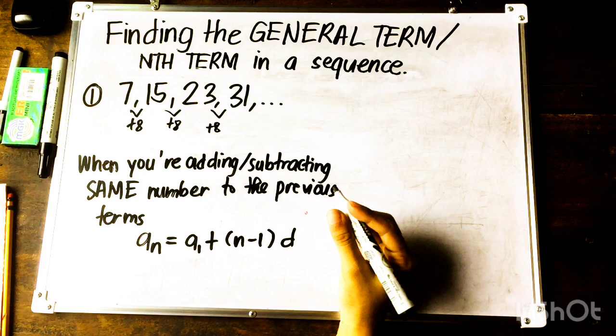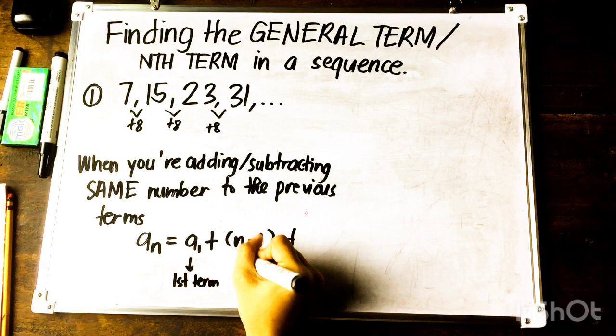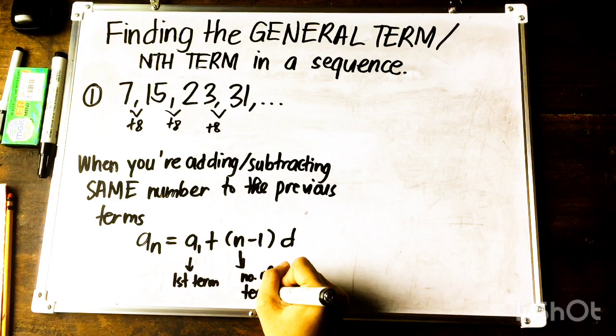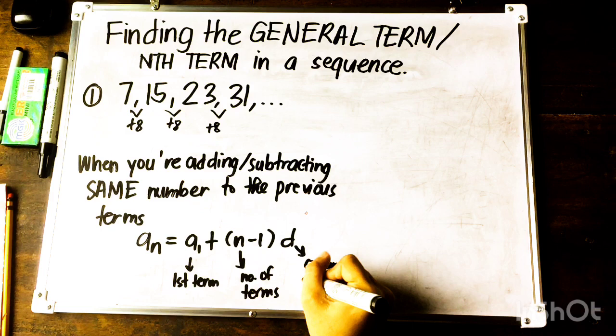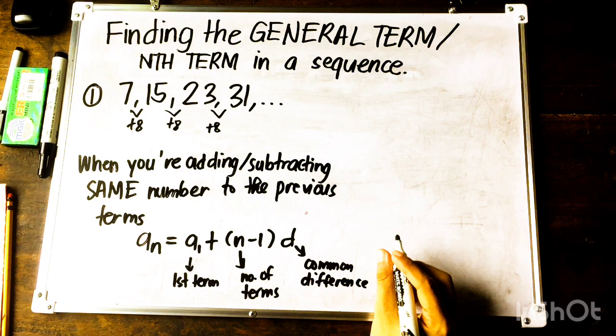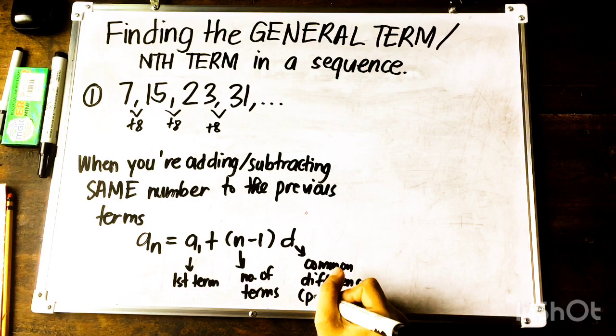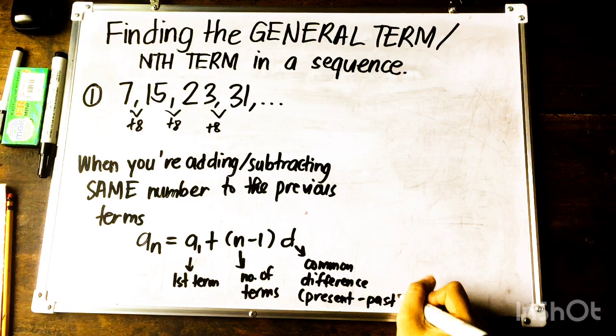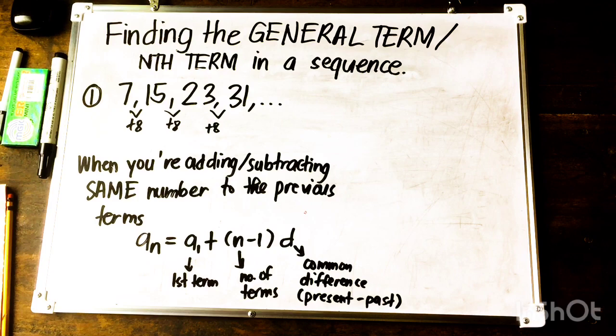Please take note, a sub 1 here is your first term. Your n here is the number of terms. And your d here is your common difference. So, how do we find the common difference? I'll give you this formula and let's contextualize this later. Somehow this is just present minus past.